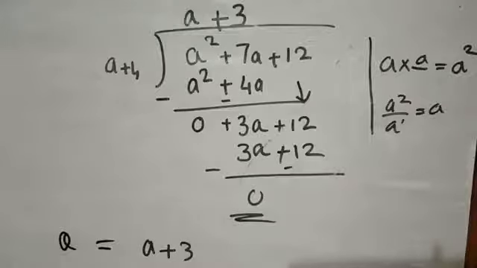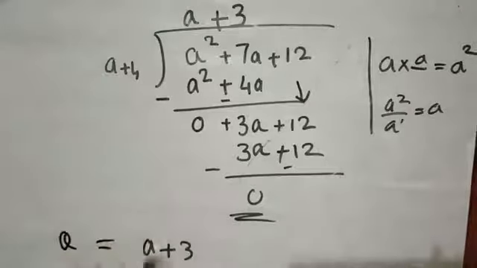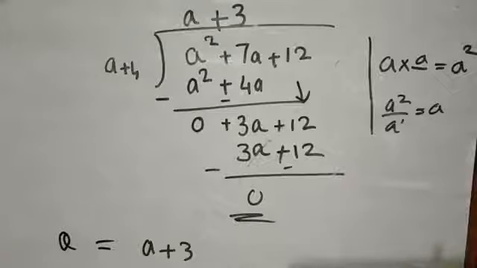Now if you have any doubt, you can multiply a plus 4 into a plus 3. Then you will get a square plus 7a plus 12. If you have any doubt in the answer, you can check it. a plus 3 into a plus 4 is a square plus 7a plus 12. Clear? Okay?